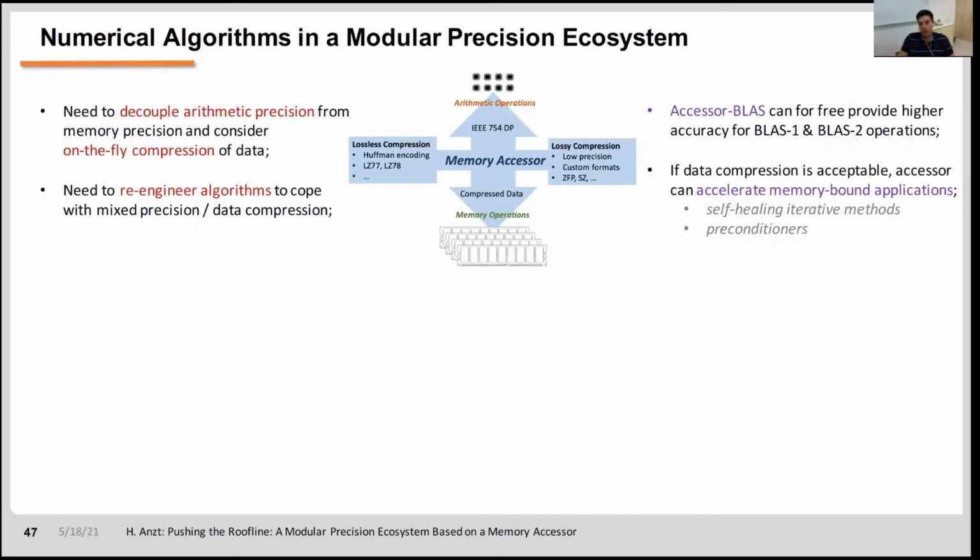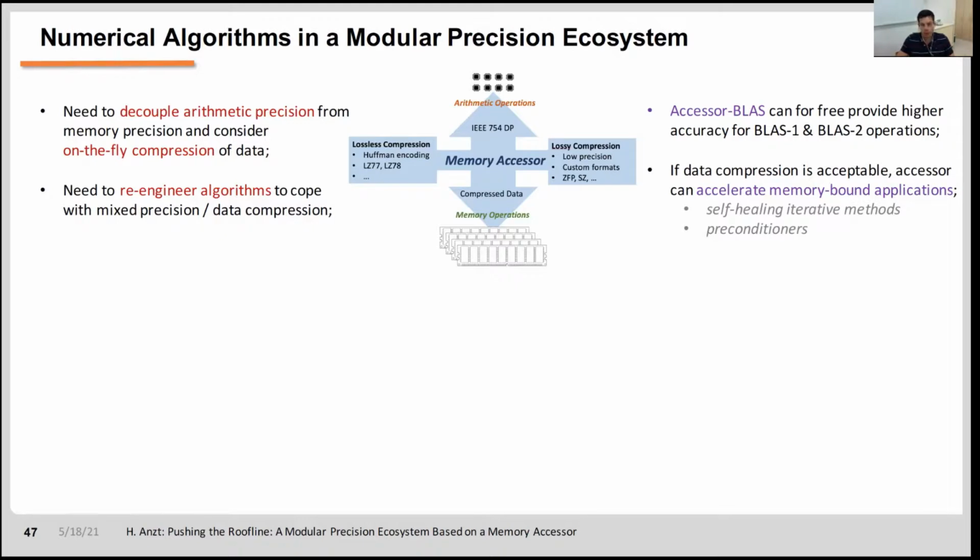And with that, I want to summarize what we did. So we see a strong need to decouple the arithmetic precision from the memory precision. And we have to do that using on-the-fly compression of the data. That means the memory accessor has to act on data that is in processor registers and compress that before invoking memory operations. In many cases, we think that this needs to go hand in hand with re-engineering the algorithms such that they actually know that we are using the memory accessor.